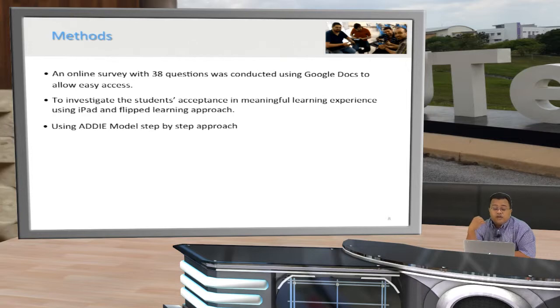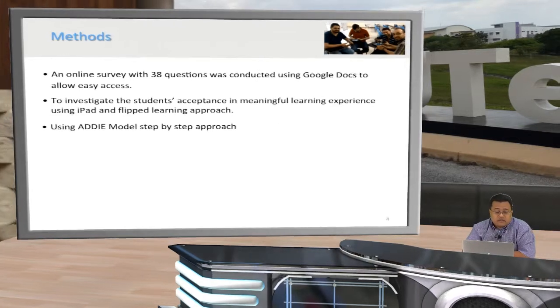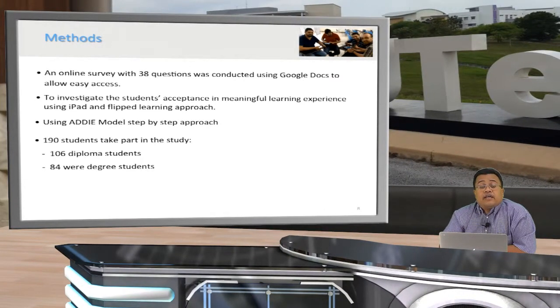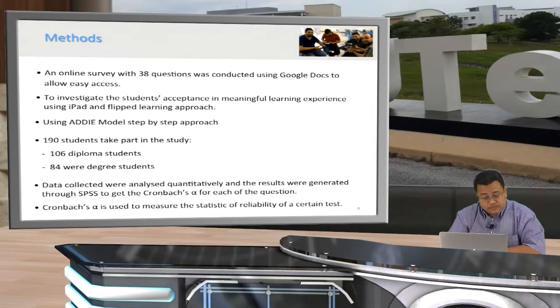a very popular approach, which consists of 5 phases, which are analysis, design, development, implementation, and evaluation. Alright, so we managed to get 119 participants, undergraduate students who already underwent the learning process using the iPad and flipped classroom. And then out of 190, 106 of them are from diploma level and 84 are degree students.